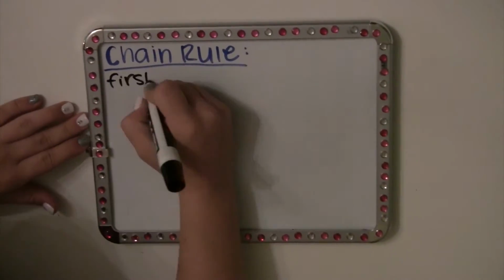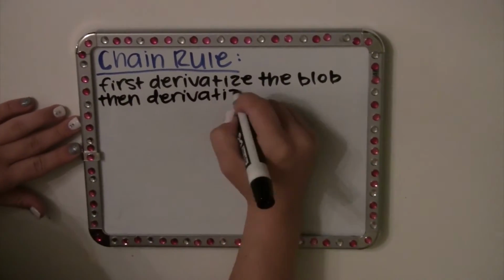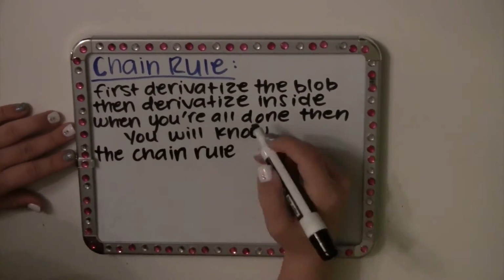The final rule is the chain rule. This one says, first derivatize the blob, then derivatize inside. When you're all done, then you'll know the chain rule's been applied.